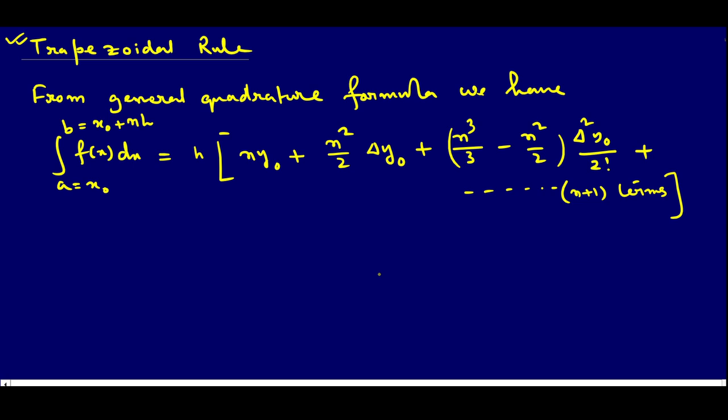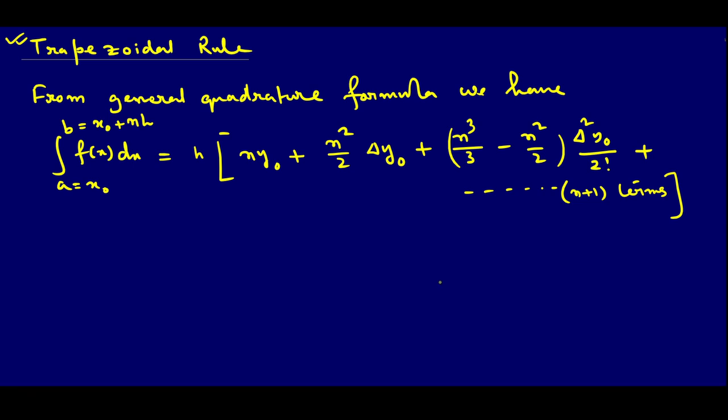Here, first, we have to write the general quadrature formula, which is the integration from a to b. We know that in place of a we can write x0, and b is x0 plus nh, of f of x dx. And what is the formula? It is h into, where h is the difference between two consecutive arguments, n y0 plus n squared by 2 delta y0 plus (n cubed by 3 minus n squared by 2) delta squared y0 by 2 factorial, and then other terms will follow. The total number of terms is n plus 1, because in the general quadrature formula we have taken n plus 1 arguments. Let this be equation number 1.